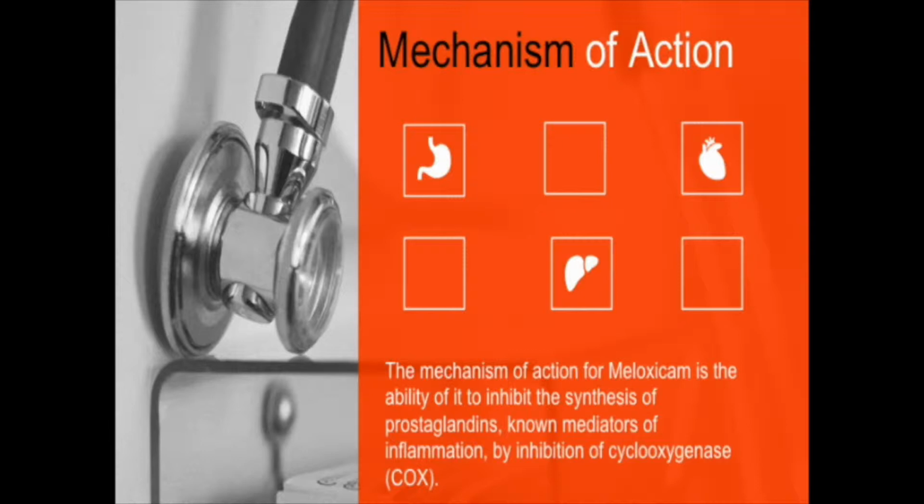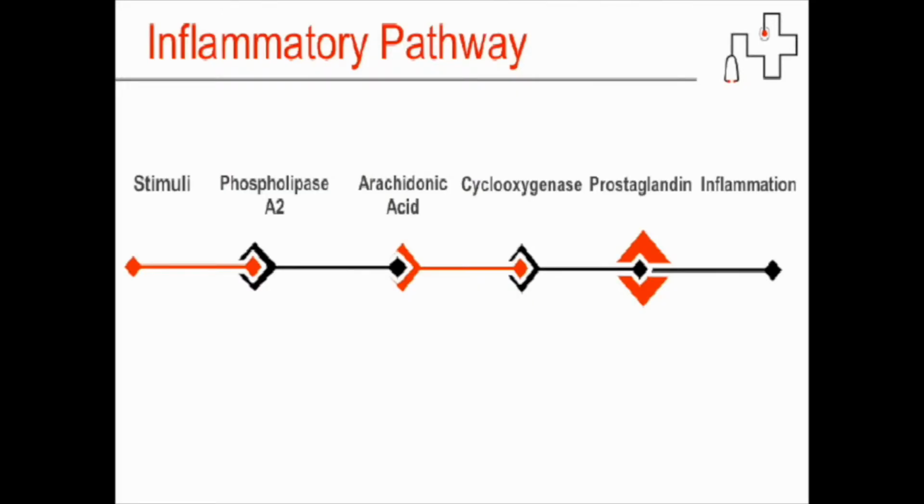COX-1 and COX-2. Before we can clearly understand the ways Meloxicam acts as an inhibitor, we must first understand the underlying mechanisms of the inflammatory pathway. In a cell, inflammation is first initiated by physical, chemical, or another type of inflammatory stimuli. These stimuli activate the enzyme phospholipase A2. Phospholipase A2 causes the release of arachidonic acid, a 20-carbon fatty acid, from the cell membrane.